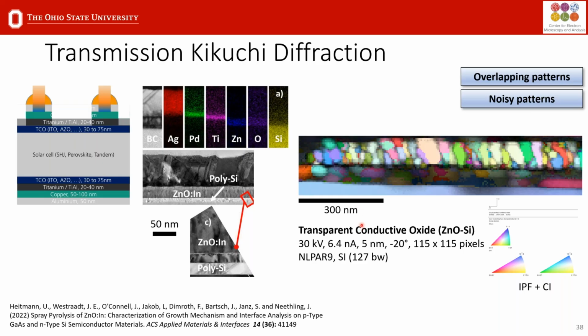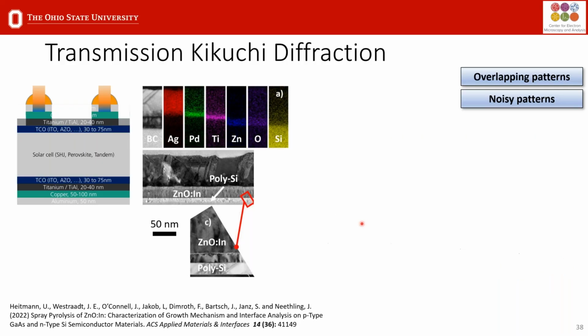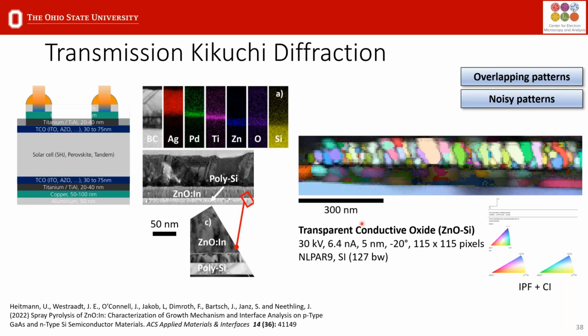So for step sizes of 20 nanometers and above, NPAR works quite fine for TKD. But if you go below that, you might want to consider using the non-local pattern averaging because it preserves the spatial resolution.